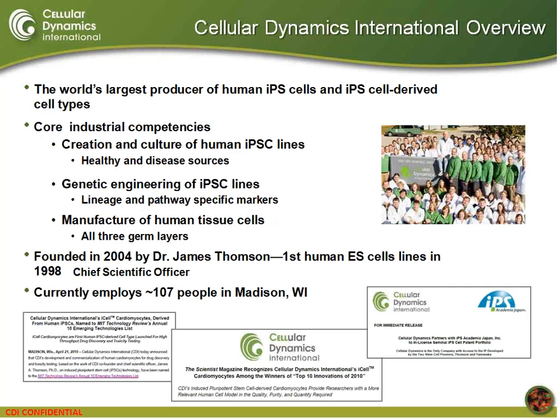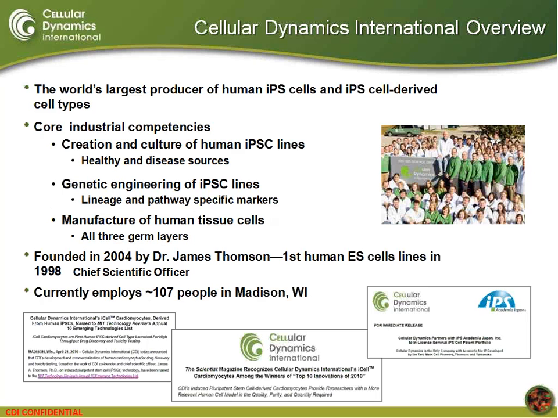CDI is the world's largest producer of human iPS cells and iPS cell-derived cell types. We really have three core competencies that we utilize in our company. These are the creation and culture of human iPS cell lines. This really is not a trivial fact. We have developed a procedure in which we are able to take a very small blood draw, a very non-invasive process, and generate iPS cell lines from any background, be it a healthy or a diseased source.